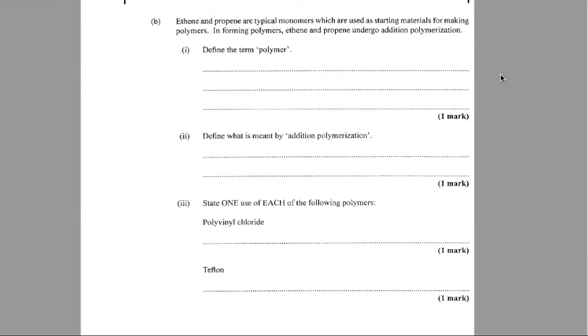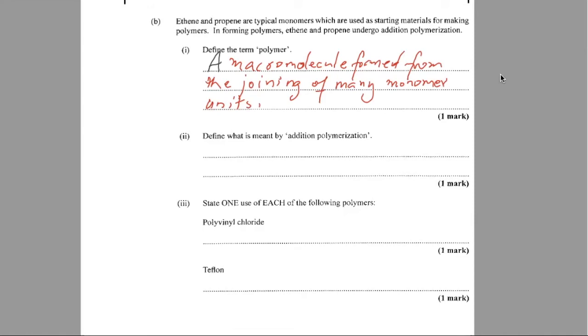So a polymer is a macromolecule formed from the joining of 50 or more monomer units. Poly means many, mer coming from the word monomer. So it's many monomer units joined together. So a polymer is a macromolecule formed from the joining of many monomer units, and we need at least 50 of those monomer units. Part 2, define what is meant by addition polymerization.